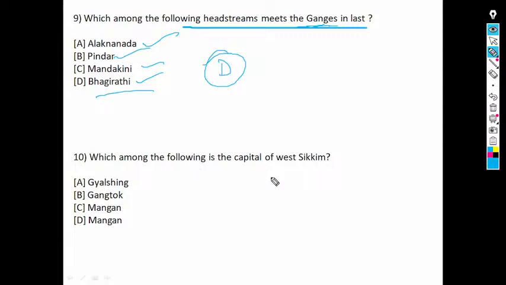Next, which among the following is the capital of West Sikkim? Gyalshing, Gangtok, Mangan, and Namchi. Okay, so here the answer is simple. It is Gangtok.